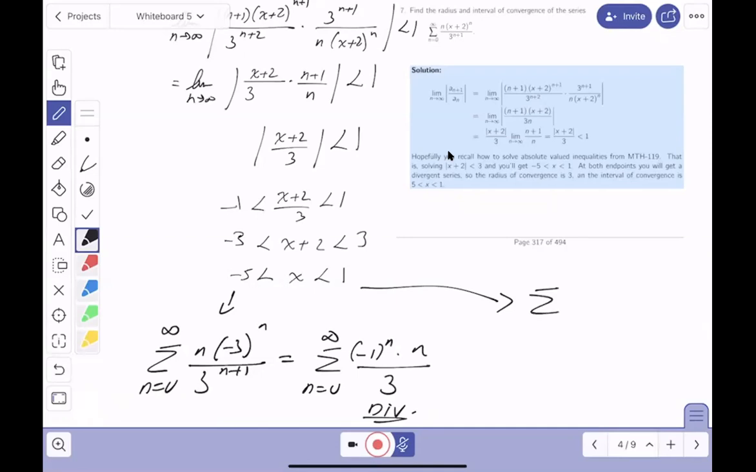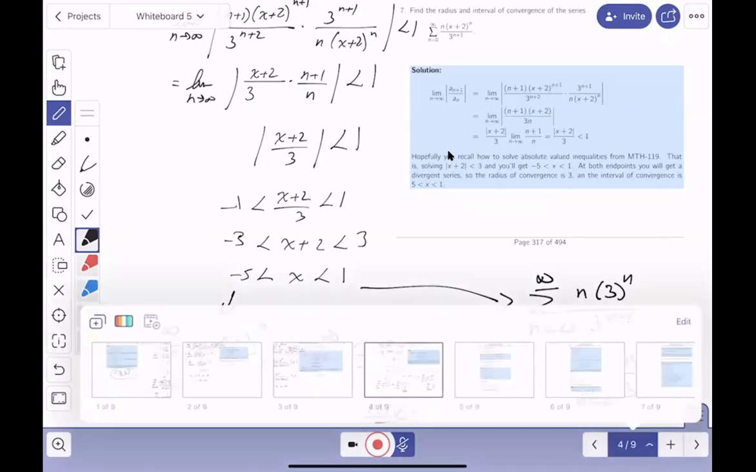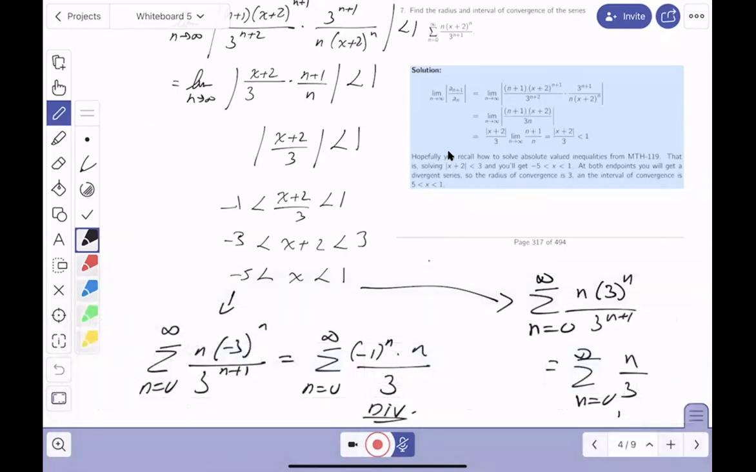And let's do this one over here. That's from prior sections. We can do that pretty quickly. If I put a 1 in there, what would I get? Well, you get n times 3 to the n, over 3 to the n plus 1. Well, that's pretty simple. What's that going to be? The sum from n equals 0 to infinity of n over 3, which is also divergent. Divergent. So what's the interval? Minus 5 to 1. The length of the interval is 6, so the radius is 3.